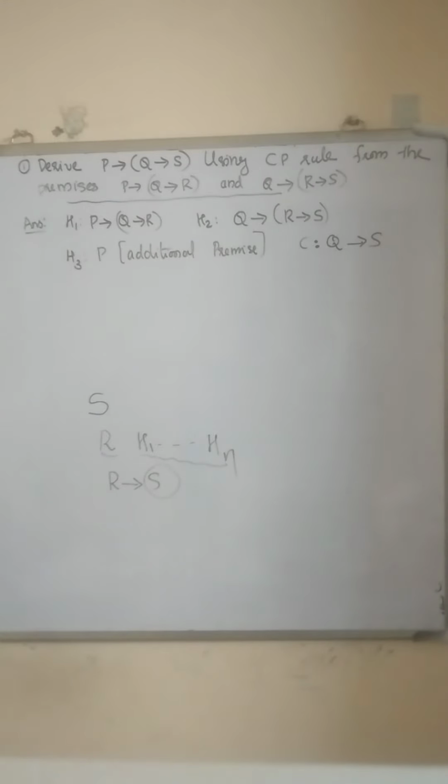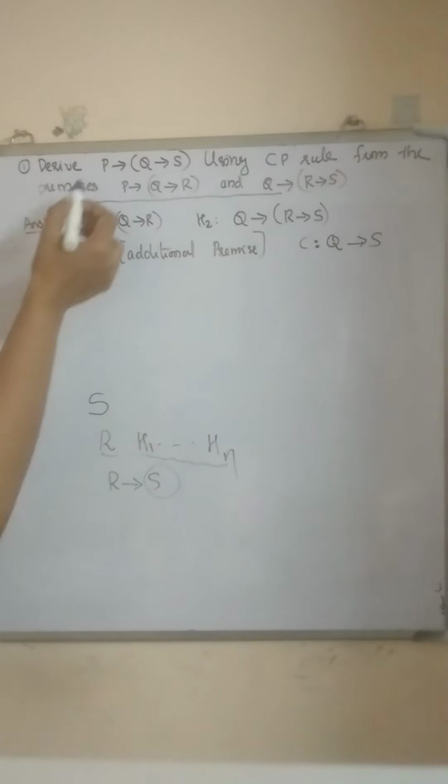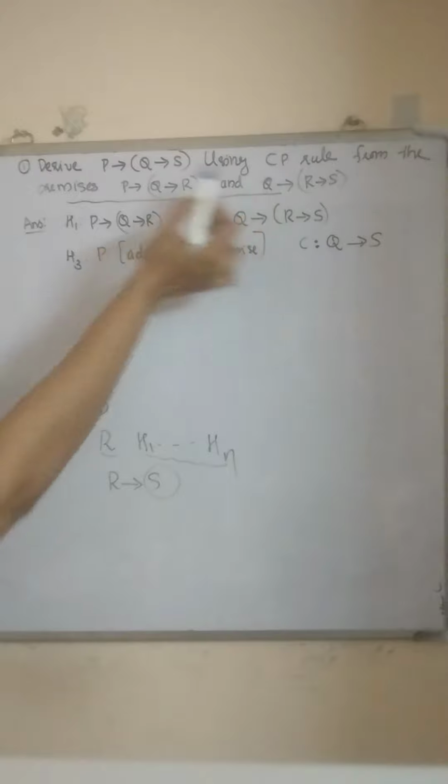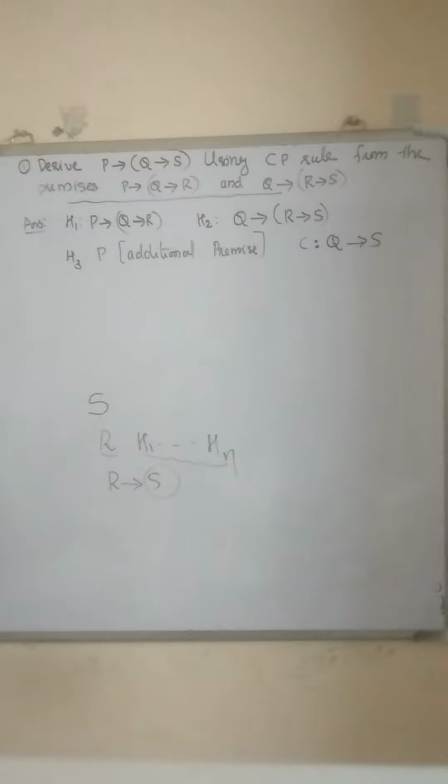Here, derive P conditional Q conditional S. So in addition to the given premises, we add the next premise as P. So here P is an additional premise. Now we use the implications and solve the problem and we arrive at Q conditional S, and then by CP rule we derive P conditional Q conditional S.